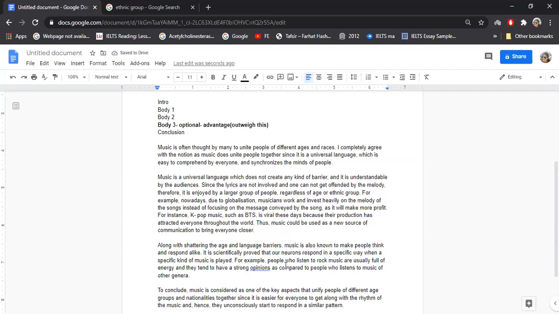Okay, why you're highlighting it, Google? People who listen to rock music are usually full of energy and they tend to have a strong opinion as compared to people who listen. Acceptance. You can use the acceptance here. Openness or acceptance towards the other person. You're saying here instead of opinion? Yes. Okay. People who listen to rock music are usually full of energy and then tend to have a strong opinion as compared to people who listen to music of other genre.